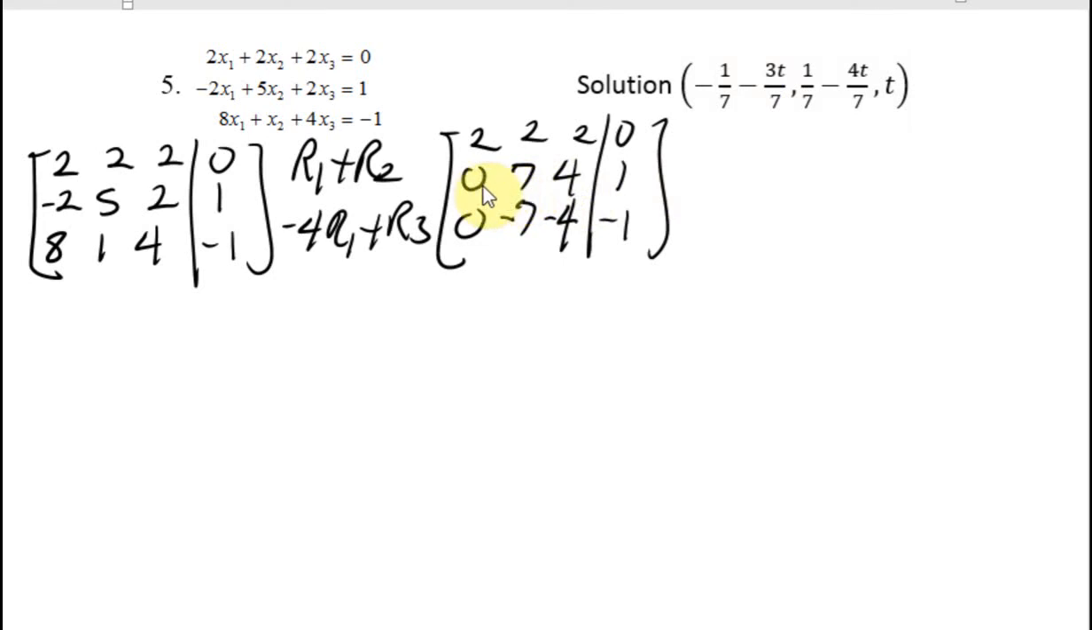Now notice that rows 2 and 3 are multiples of each other. That tells us that you're going to have infinitely many solutions, because once you add row 2 to row 3, you're going to cancel out row 3. So row 2 plus row 3. And while we're here, let's just go ahead and divide everything in row 1 by 2. So 1/2 times row 1.